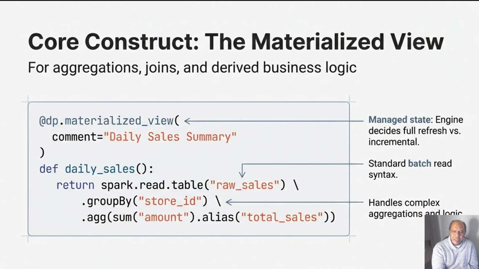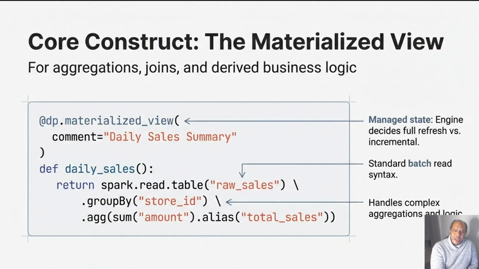Number one is managed state. The engine decides whether to do a full refresh or incremental update. It looks at your query, looks at the source data, and makes an intelligent decision about the most efficient way to update the materialized view. You don't have to write complex logic to determine if this should be a full load or an incremental update. You don't need to do that. The system will do it for you.